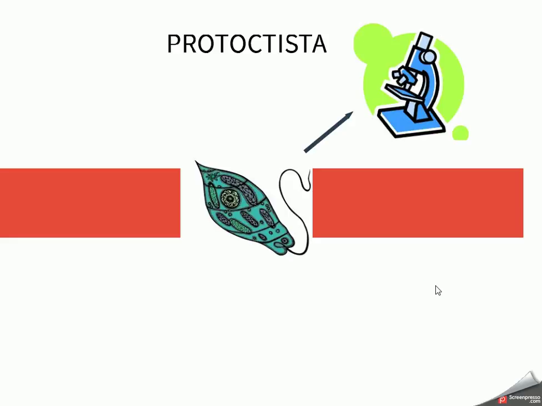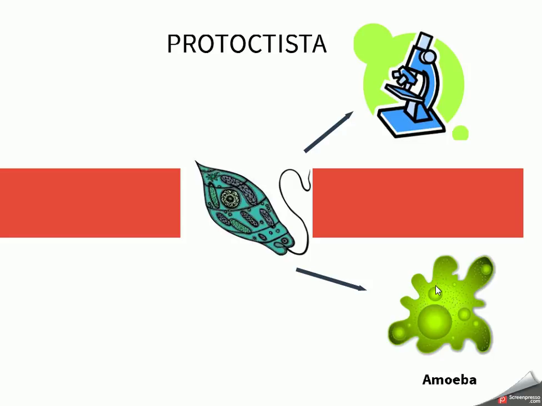Most of them are microscopic. Some of them are in such large numbers that you can see them, and some of them can be microscopic and unicellular at different times of their life cycle, but most are unicellular and microscopic as well. Some have the characteristics of animal cells.